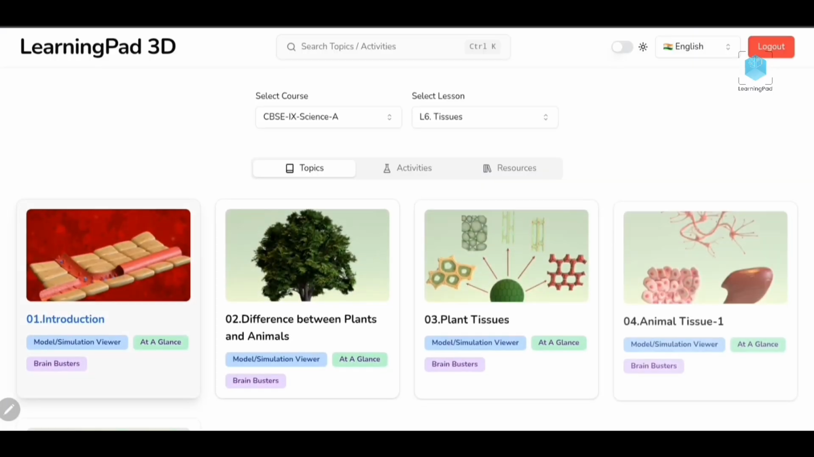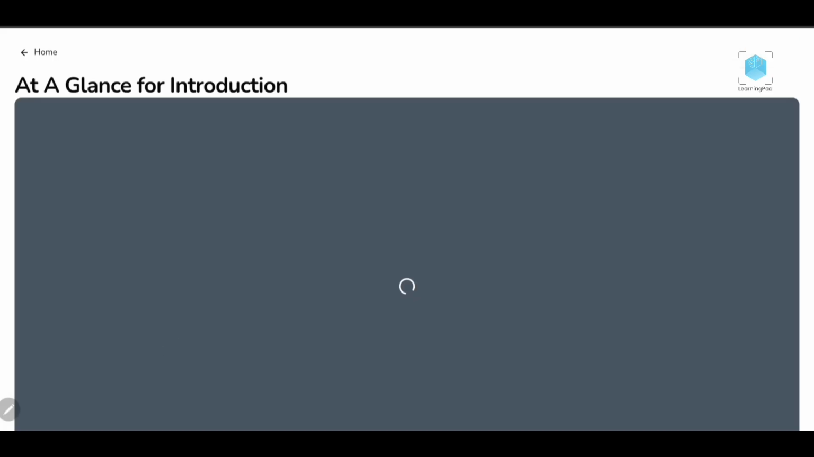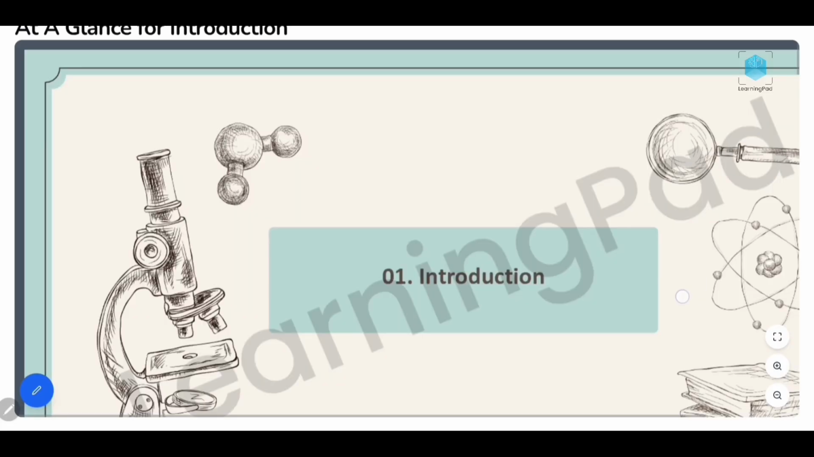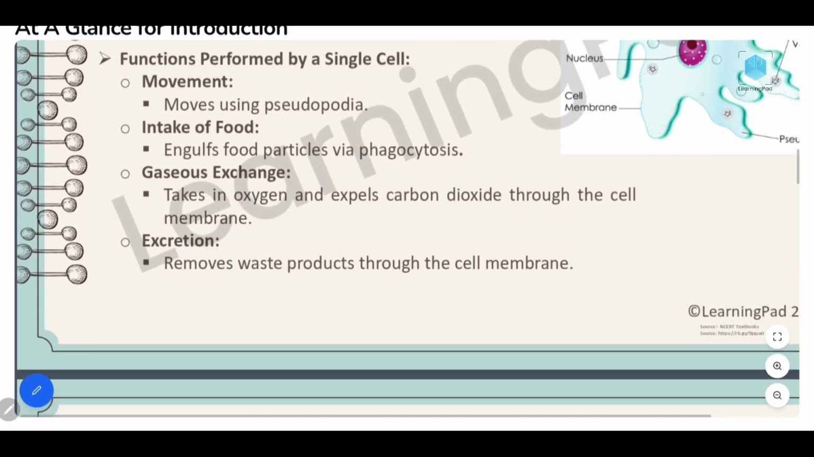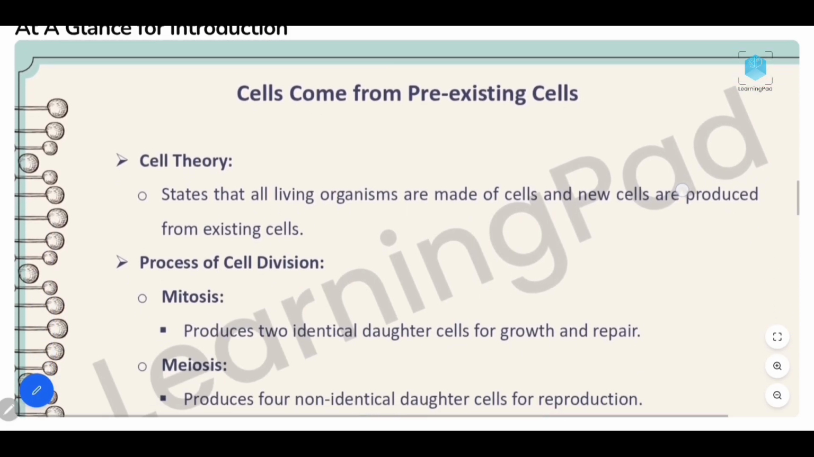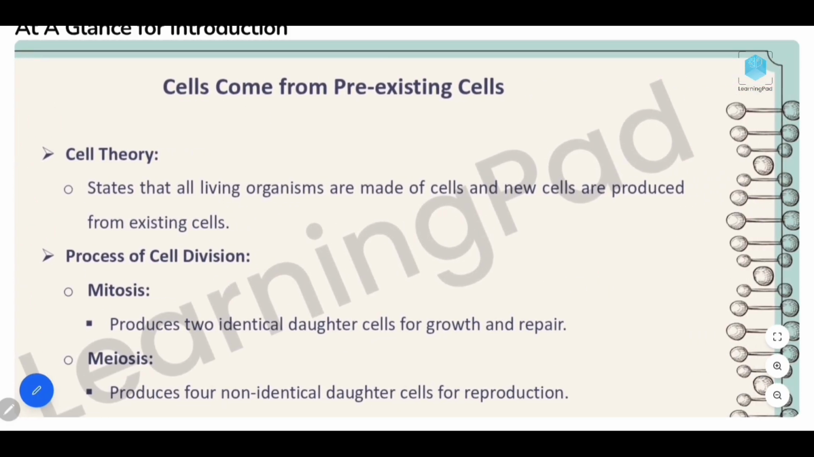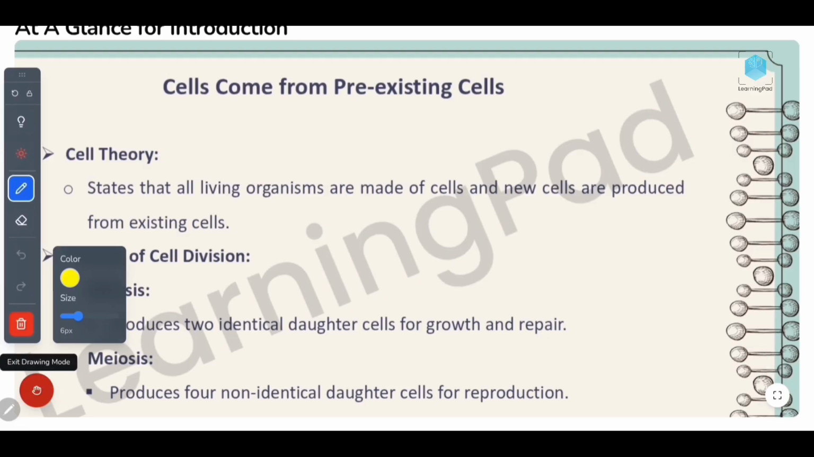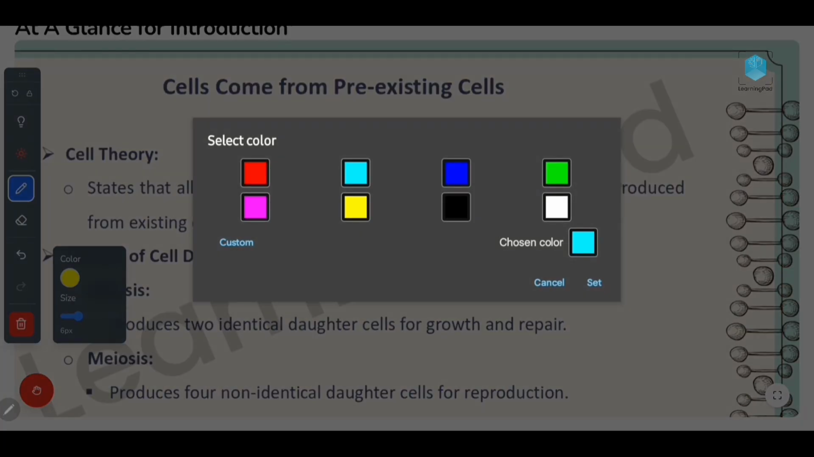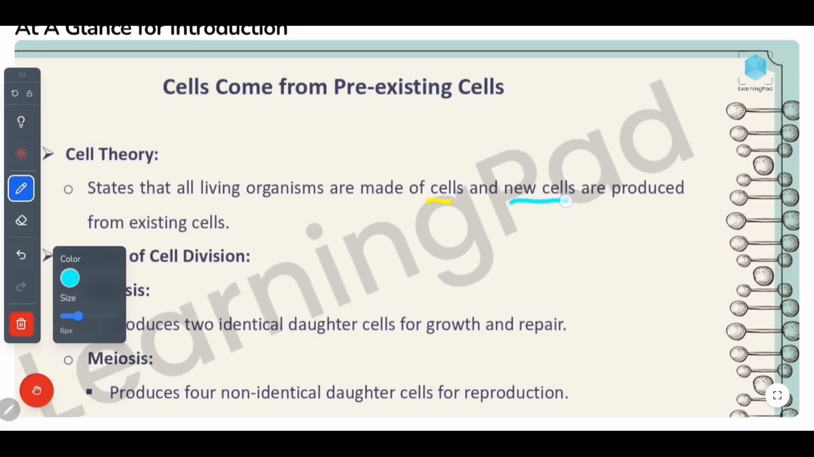Then the next topic which we are going to study is that cells are formed from pre-existing cells. Means the new cells which are formed are formed from the pre-existing cell. Let us see how these cells are formed from the pre-existing cell. Now we have studied about cell theory in our previous class. It states that all living organisms are made up of cells, right? And these cells give rise to new cells, formed from the pre-existing cell, right?